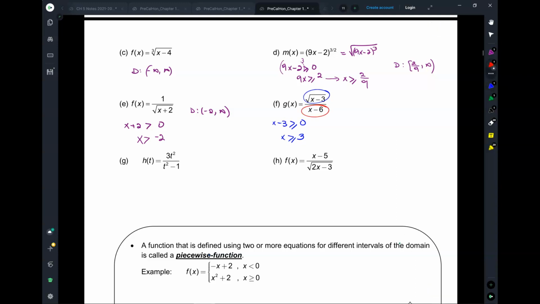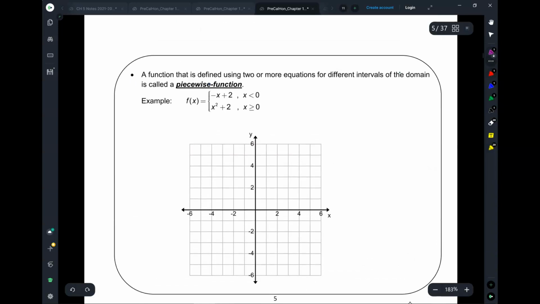The denominator can't be 0, so x can't be 6. So now I've got some conflicting information. One is telling me it could be 3, 4, 5, 6, 7. The other one's telling me it can't be 6. So let's just see what it is that we're looking at here.